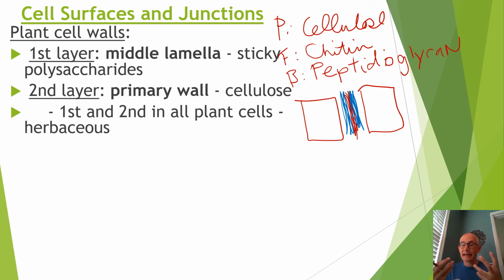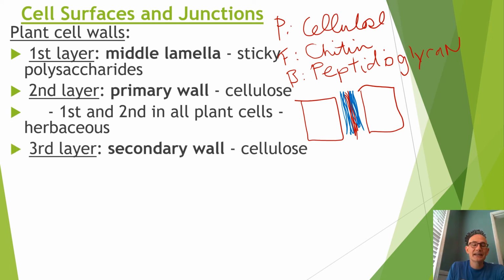So think about lettuce or spinach leaves. So they're still nice and flexible. So that's herbaceous herbs. And they are still nice and flexible because they only have one cell wall. Those tissues are called parenchyma. You don't need to know that.